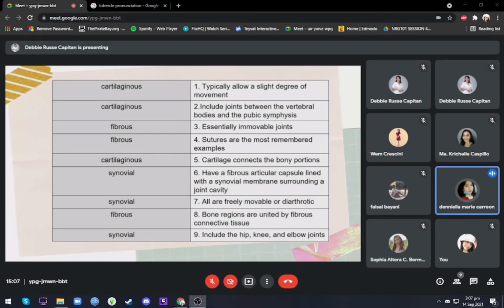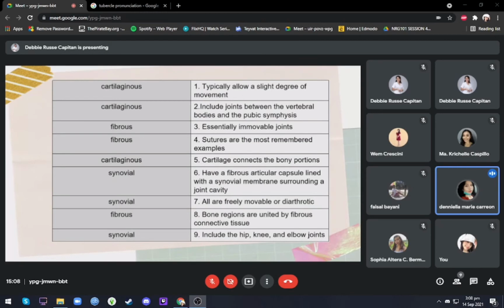Number 6, have a fibrous articular capsule lined with a synovial membrane surrounding a joint cavity: synovial. Number 7, all are freely movable or diarthrotic: synovial. Number 8, bone regions are united by fibrous connective tissue: fibrous. Number 9, include the hip, knee, and elbow joints. So that is all for my part.